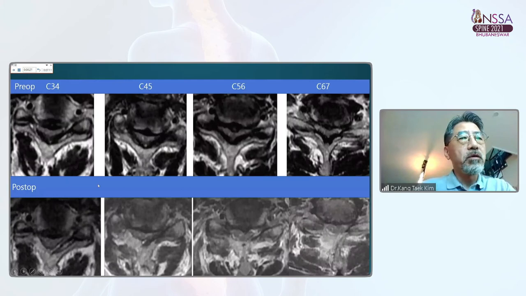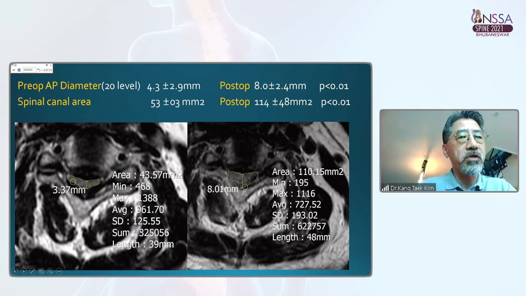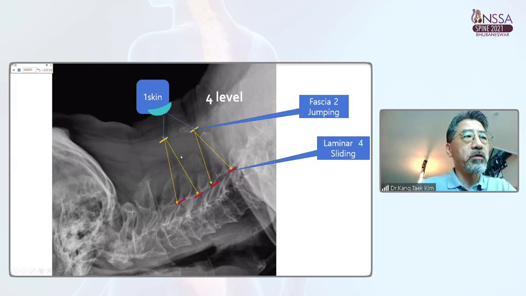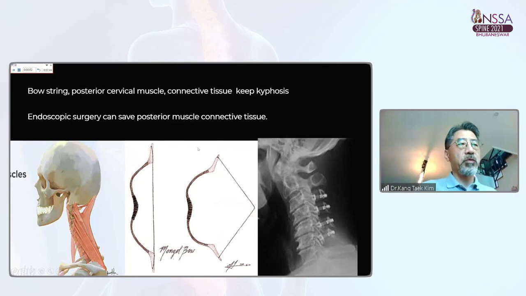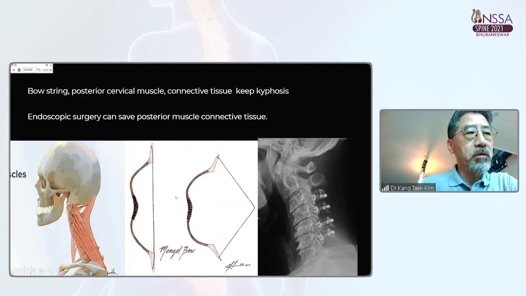The postoperative MRI actually shows an increased spinal canal, with a significant increase in cross-sectional area without muscle-ligamentous complex injury. This is a four-level case with one skin incision, two fasciotomies, and the jumping technique. We can do four-level decompression with endoscopy through one skin incision. I think the posterior cervical muscle-ligament complex is like a bowstring that keeps the curvature of a bow.